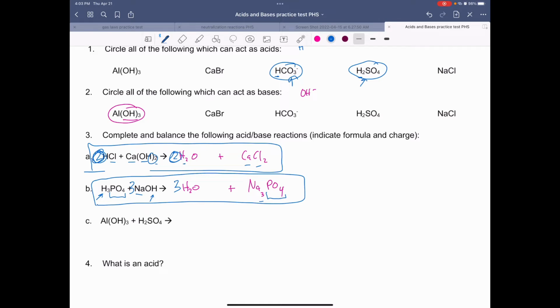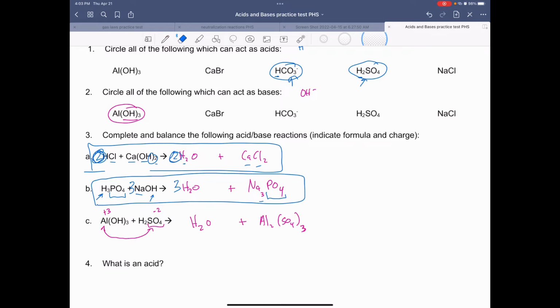Now let's do the last one here. Aluminum hydroxide and sulfuric acid. Of course, it makes water. And now we got an aluminum joining up with the sulfate. So aluminum has a +3 charge. The sulfate has a -2 charge. Again, you can figure that out from the periodic table, or you can figure it out from your list of polyatomic ions. That's sulfate. So you got to balance those out. That means it's going to be Al2SO4 because the lowest common denominator of the charge is 6.